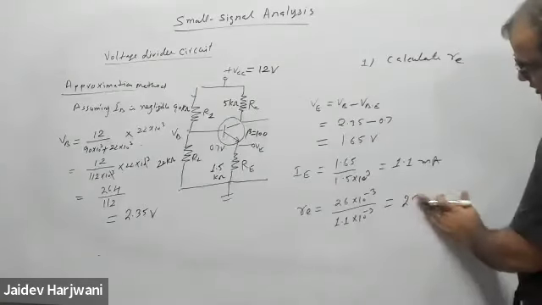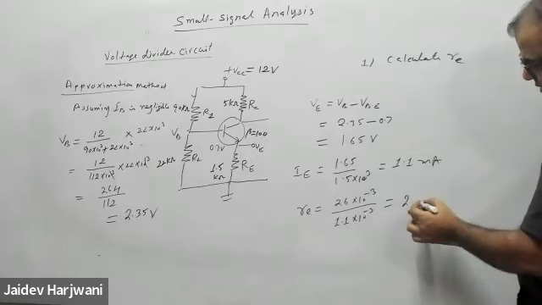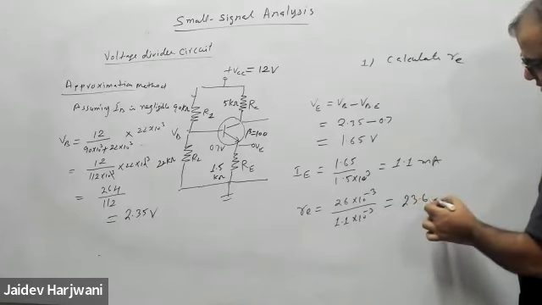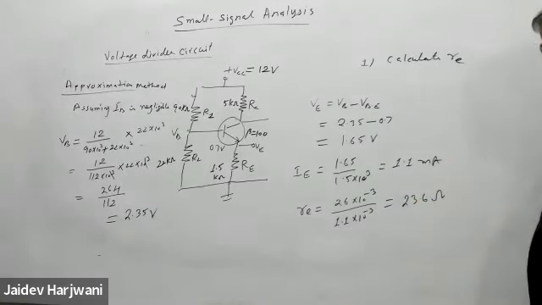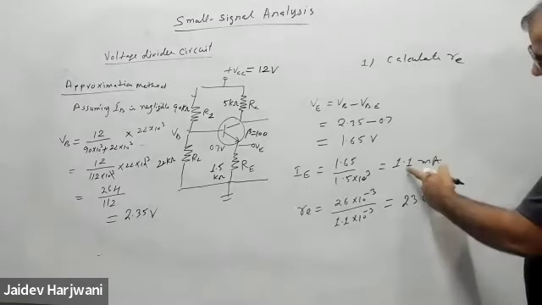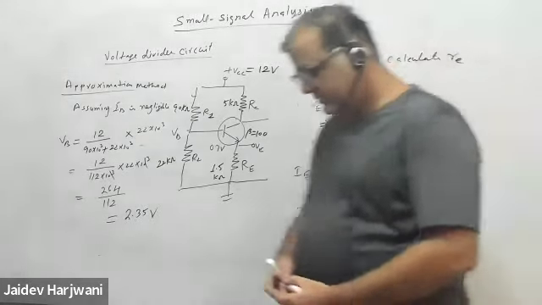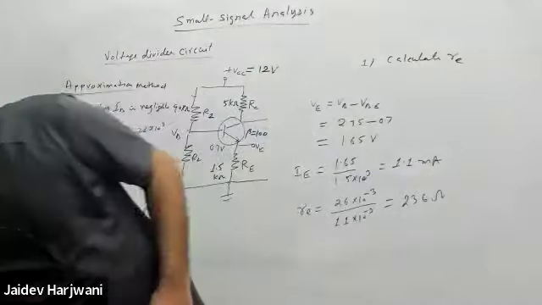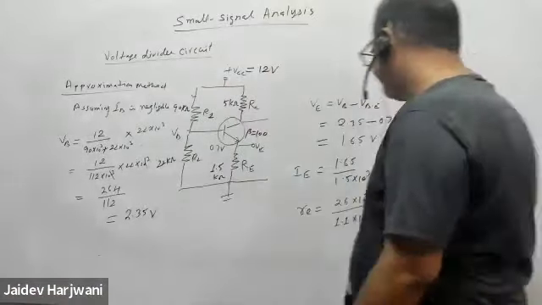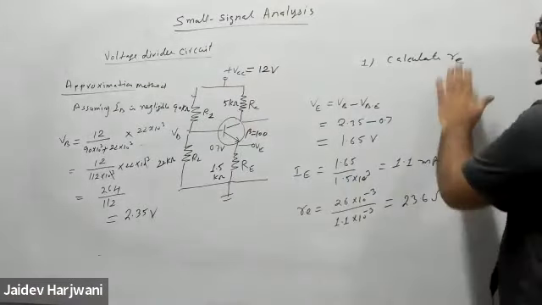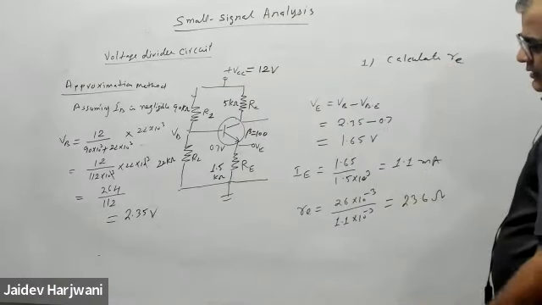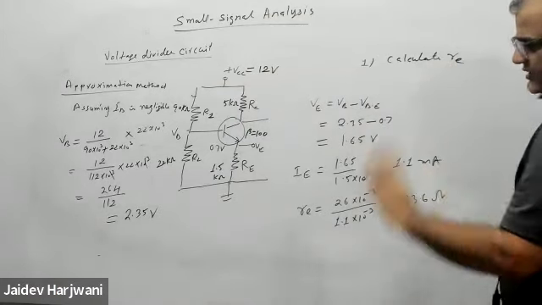23.6 ohm. Okay, and this is correct. Yes, sir. So now this is coming, your 23.6 ohm is your re. Now you have the value of re. Now your DC analysis is completed.